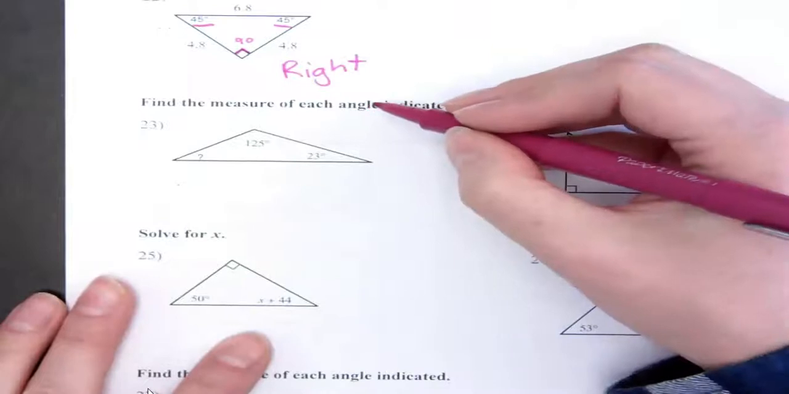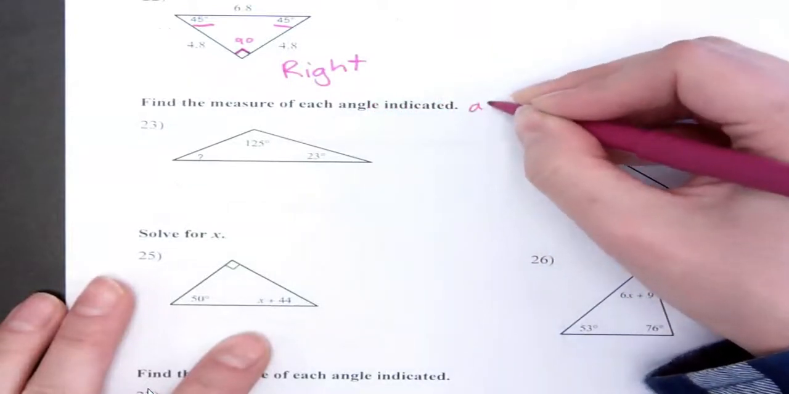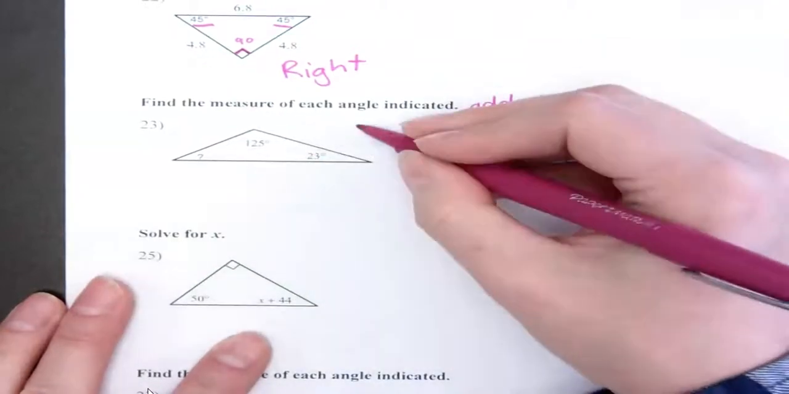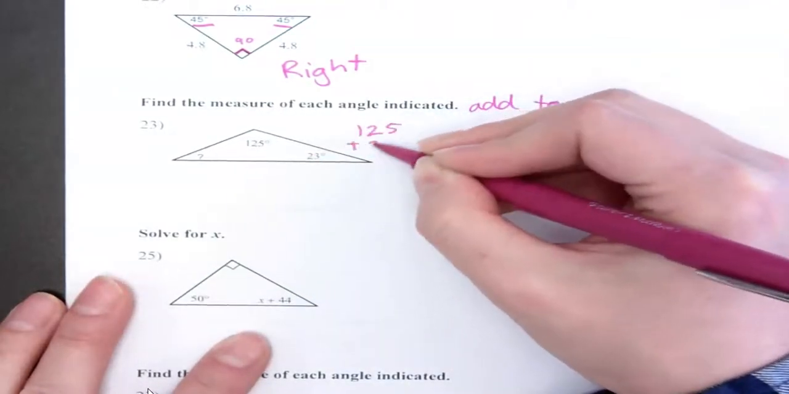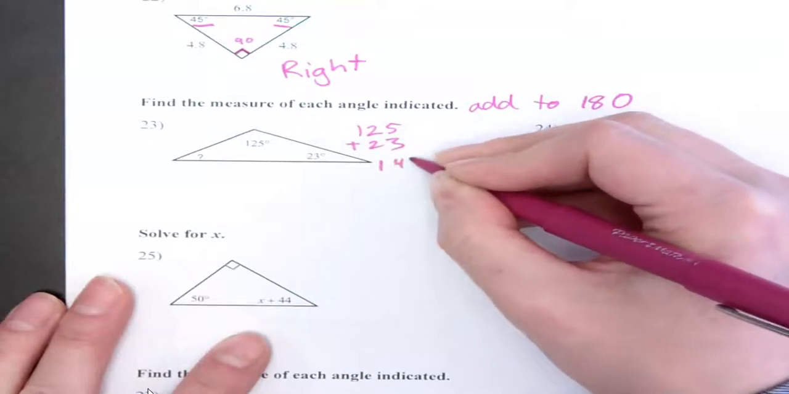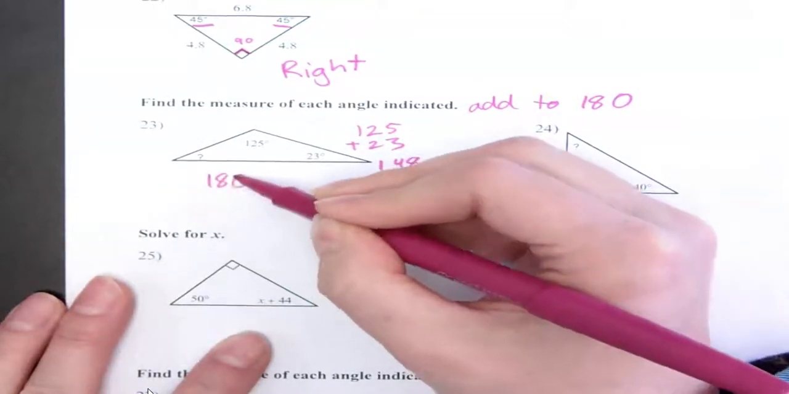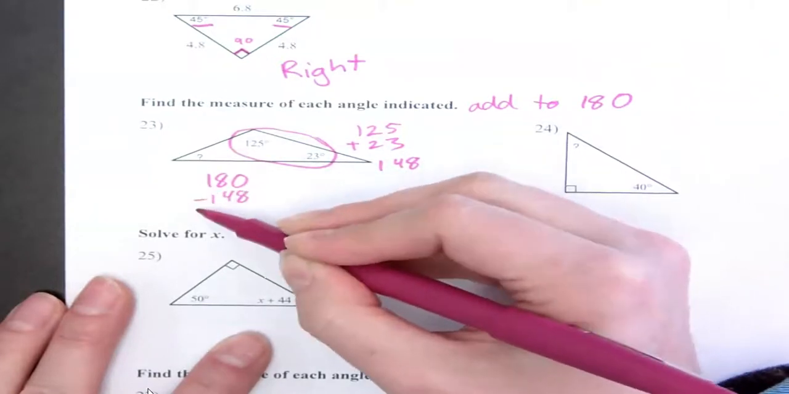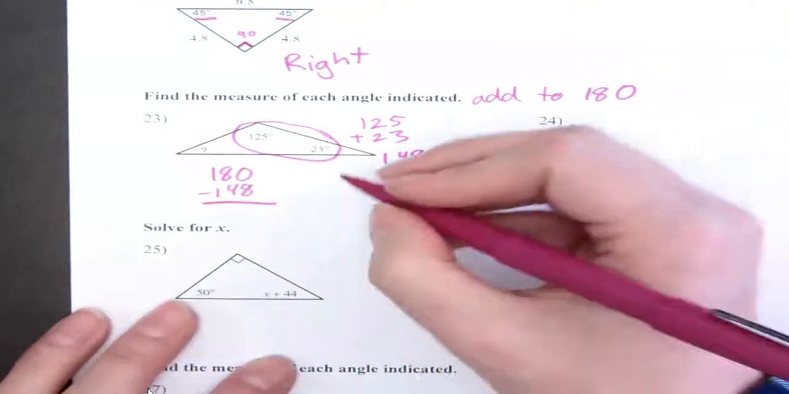Alright, measure of each angle. Remember, triangles, they add to 180. So this is just simple math. I do 125 plus 23 to get 148, and then 180, so I was adding those two, 180 minus 148 gives me 32.